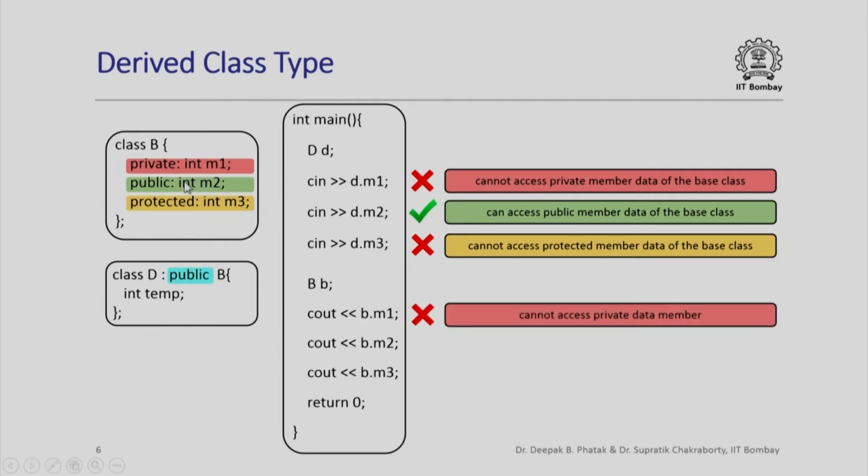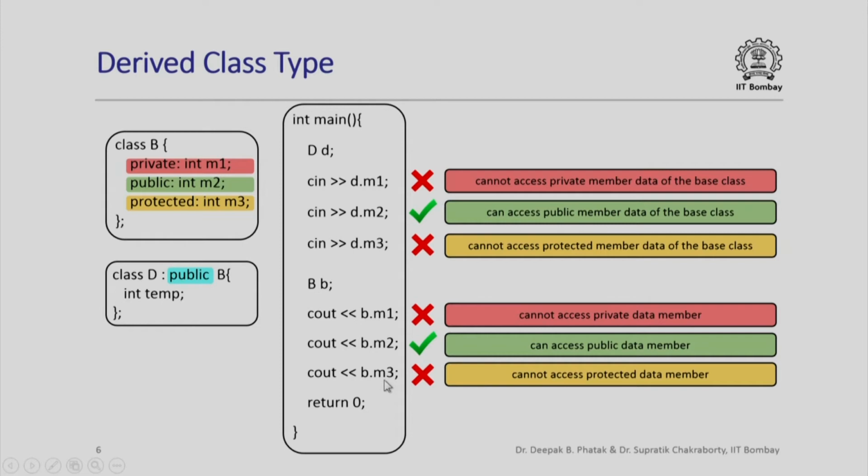m2 is a public data member of the class B, so I can access the data member m2 in the main program. m3, being a protected data member, can only be accessed within the definition of derived classes, it cannot be accessed from the main program. So once again I cannot access a protected data member from the main program. All these statements which are marked with the cross will actually give rise to compilation errors if you take these two class definitions and this main program and try to compile it.